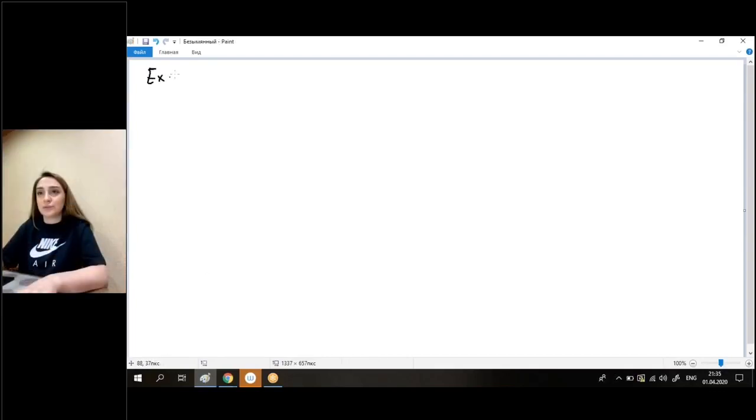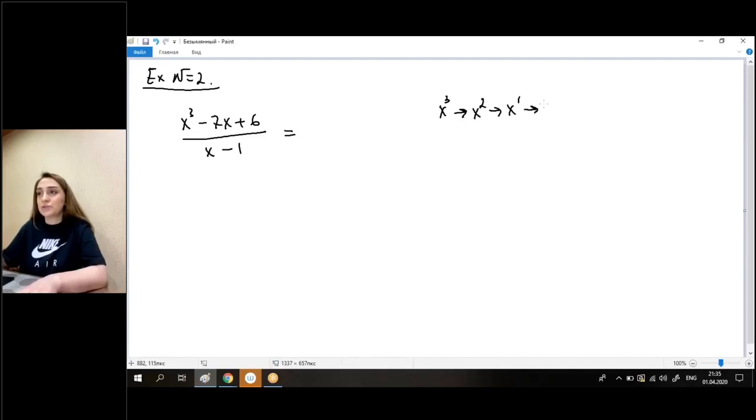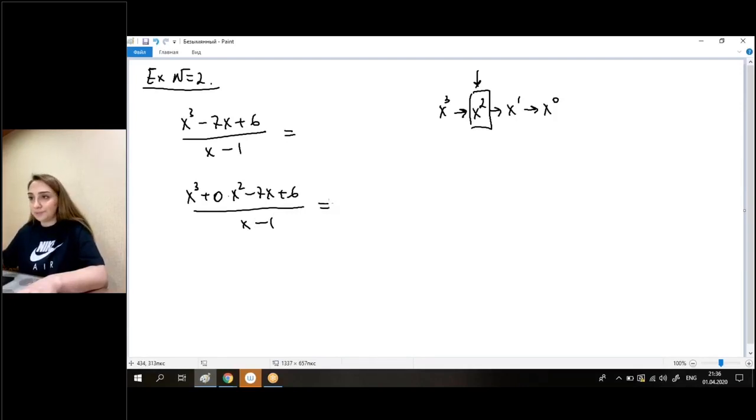Now, example number 2. x cubed minus 7x plus 6 divided by x minus 1. I see that the greatest power of my polynomial is x cubed. Then must follow x squared, x to the power of 1, and x to the power of 0. But I don't have x squared. It means that this is my missing term, and I need to represent it with coefficient 0. And I will write it as x cubed plus 0 times x squared minus 7x plus 6 divided by x minus 1 equals. Now I can easily divide it.